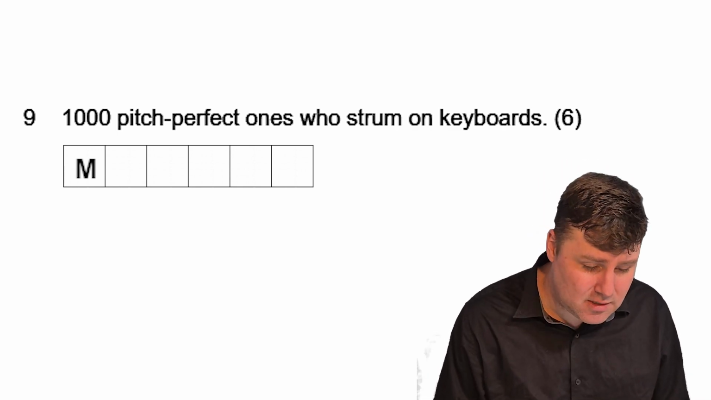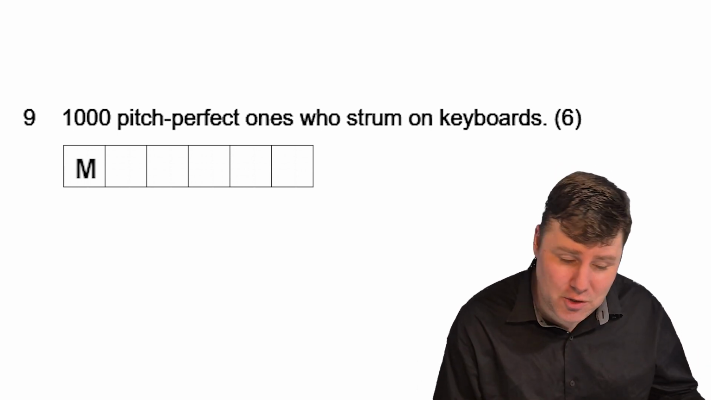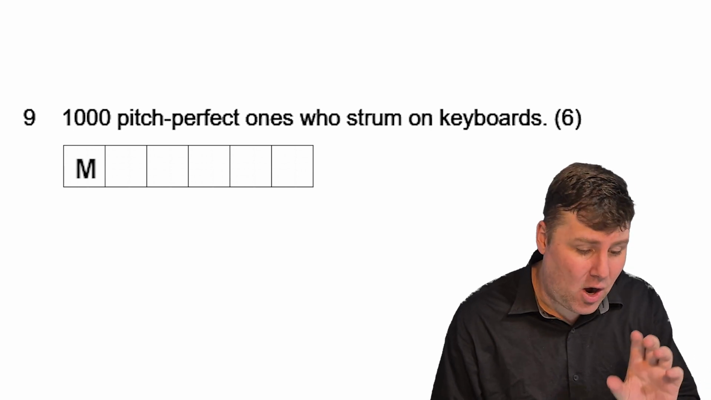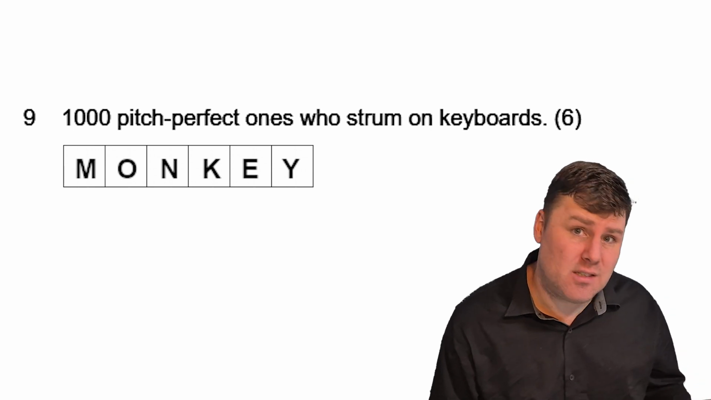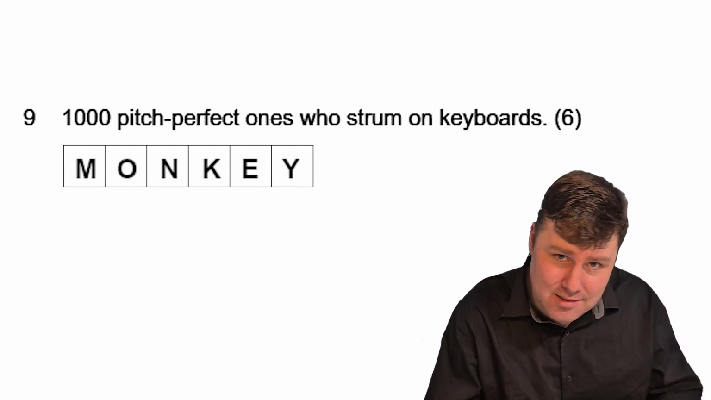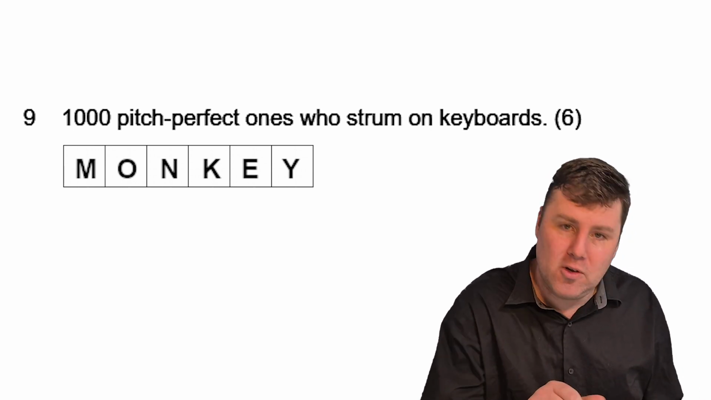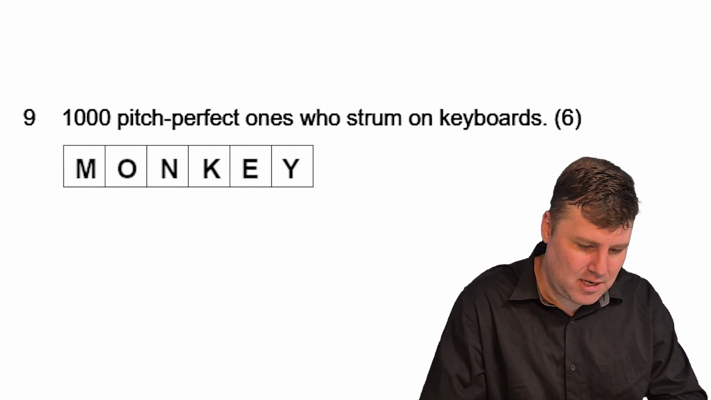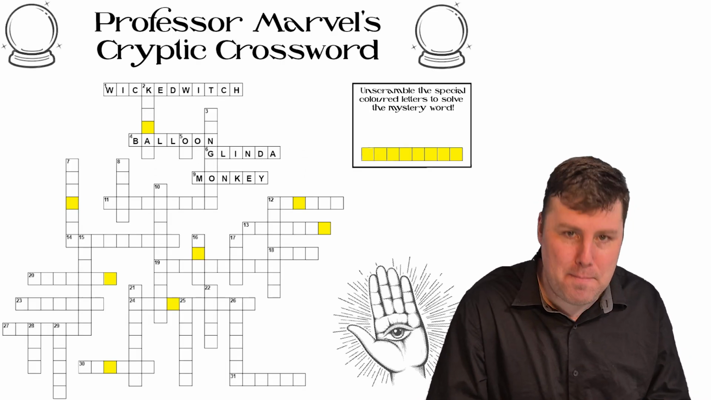Now, pitch perfect, what's another word for pitch perfect? Someone who can sing really well in tune. On key. So if we take the letter M and add on key, ones who strum on keyboards might describe the old idiom of 1,000 monkeys on typewriters strumming on keyboards. And just as an extra little clue there, if you look at the letters in strum on keyboards, hidden in those letters is also monkey, just to give you an extra little clue there. So 9 across, monkey.